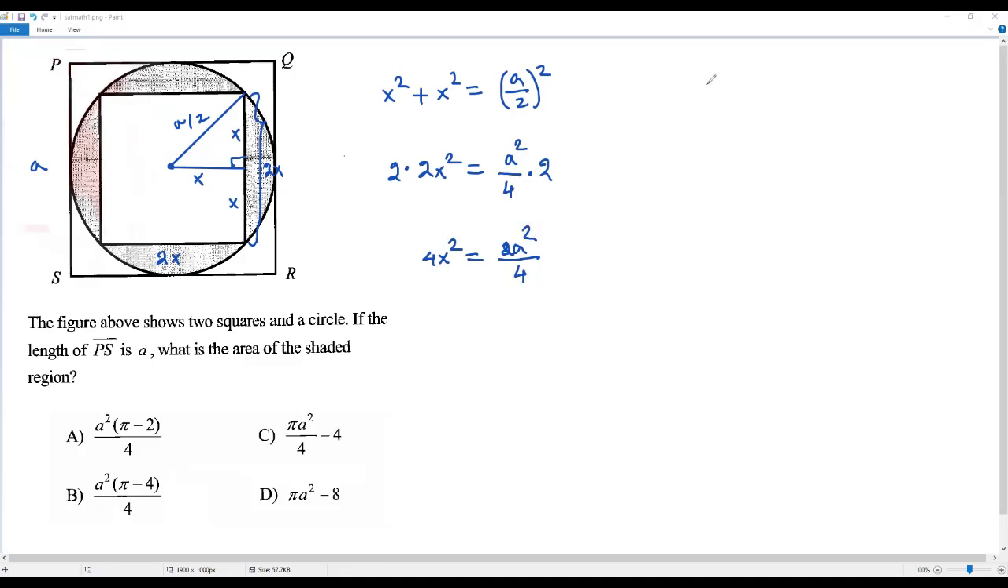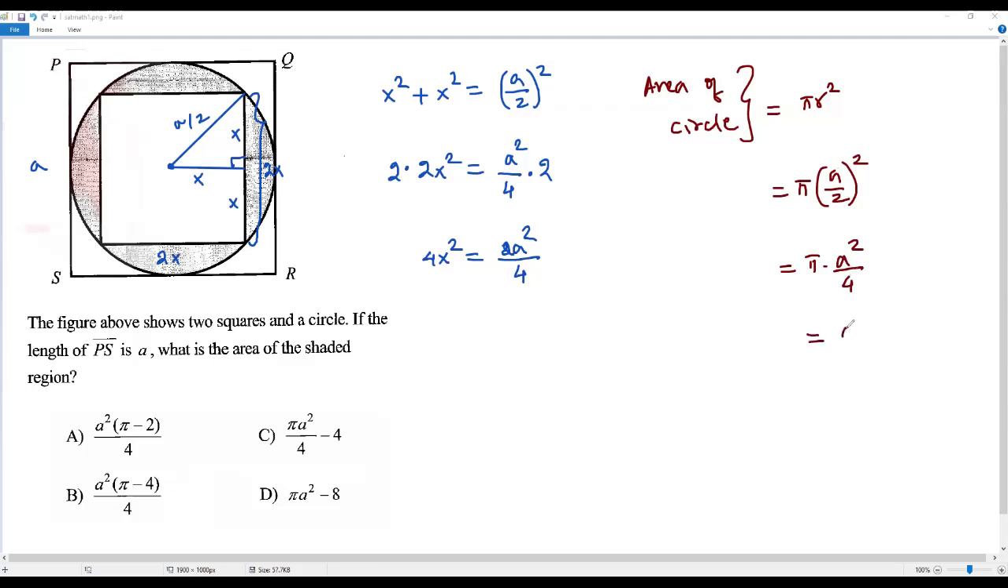Okay, now I'm going to find the area of the circle. Let me write over here, area of circle. We know the formula to get the area of a circle, that is pi times r squared, where r represents the radius. Already we got the radius of the circle, that is A over 2. We can plug in A over 2 for the radius over here. Then I'm getting pi times, when I square the numerator and denominator, A squared divided by 4, or it can be written as pi A squared divided by 4.